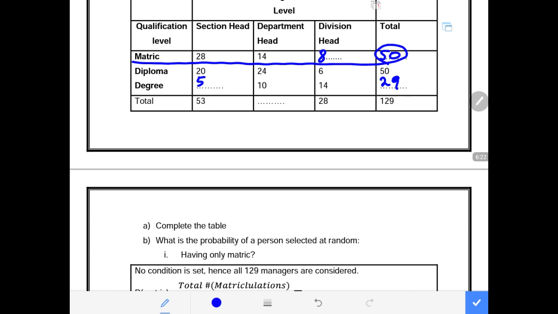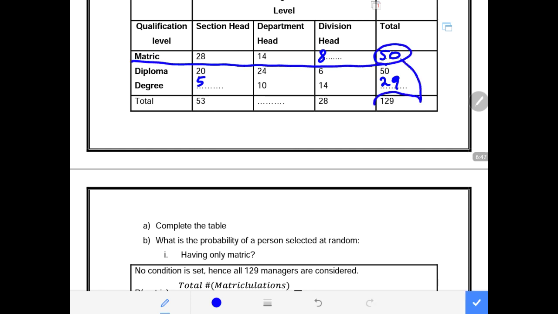Remember, they did not say metric and a section head, or metric and a departmental head, or a divisional head. No, they did not say that. They said, what is the probability of the person selected at random having only metric? So our focus is only on the total of those that have metric, which is 50.